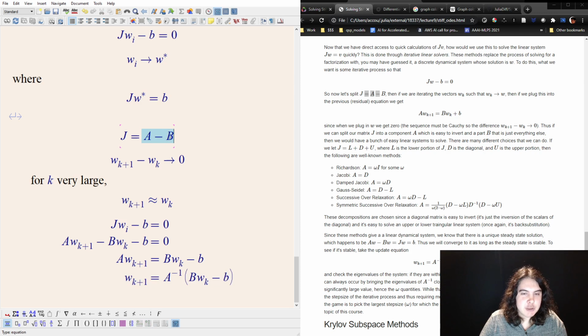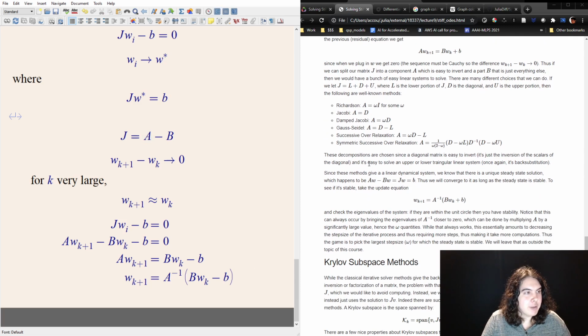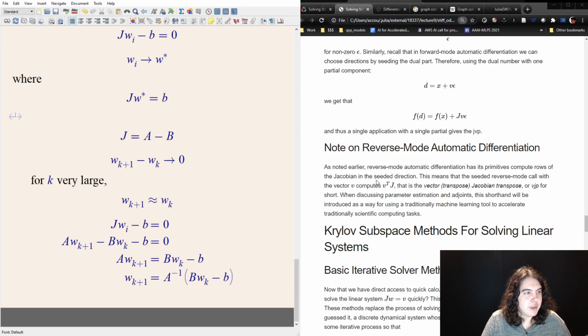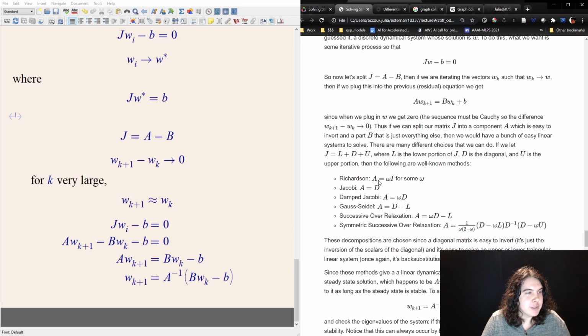Well, we just have to choose A and B such that they sum up to J, and we only need to take the inverse of the A portion. So we can choose A to be something that is easy to take the inverse of, right? So I wrote in the lecture notes here a few examples. Like Richardson's method is you just take A to be equal to the identity matrix times omega, right? Why would you do that?